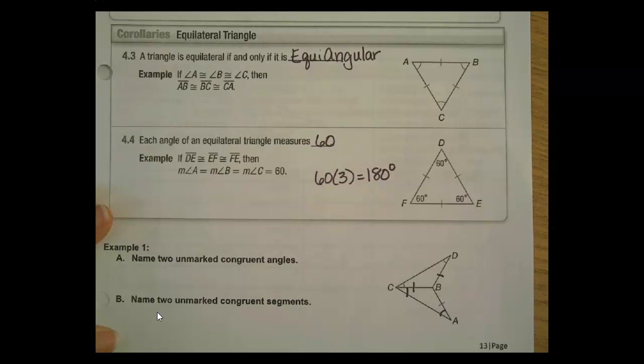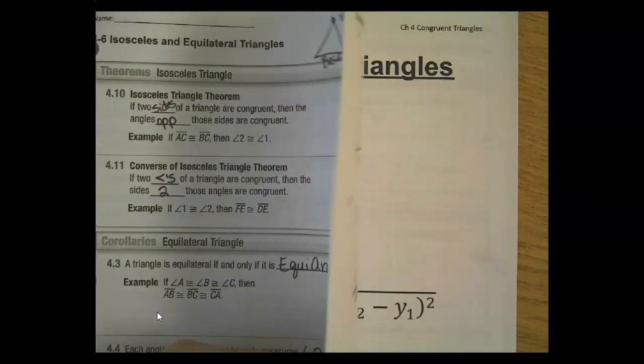Just trying to look at this again. Name two unmarked congruent angles. I think we just marked them. I hope that's good enough. Moving on.